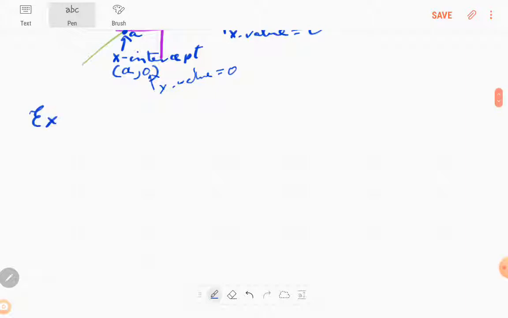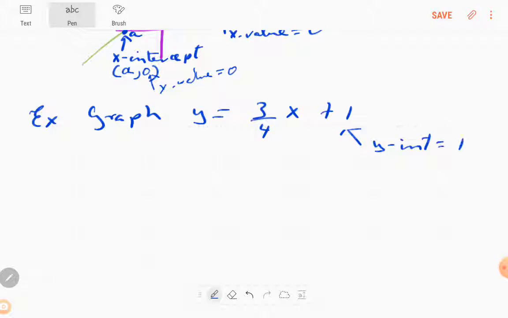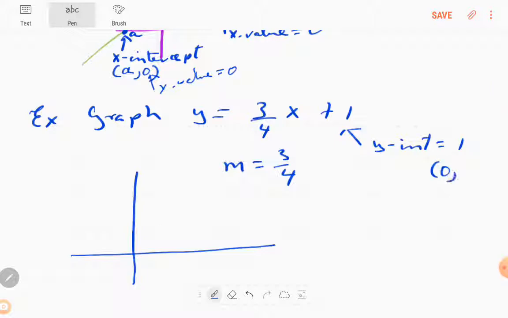For example, if we're asked to graph y equals 3 over 4 x plus 1, we know the y-intercept is equal to 1, and the slope m is equal to 3 over 4. So if we want to graph this, well, we know the point of the intercept is (0, 1).